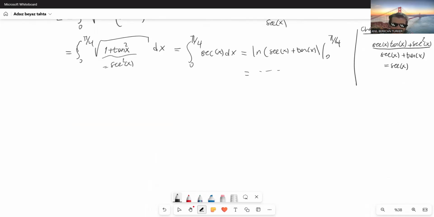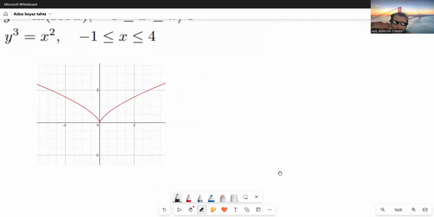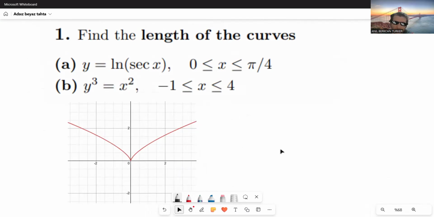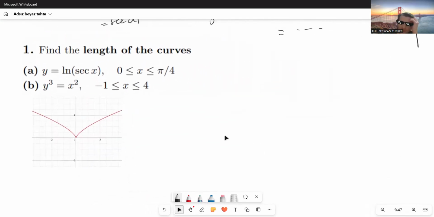Let me copy and paste. Again, let me copy and paste the graph also. y cubed is equal to x squared. This is the graph of this. Okay, you can understand just like, okay.